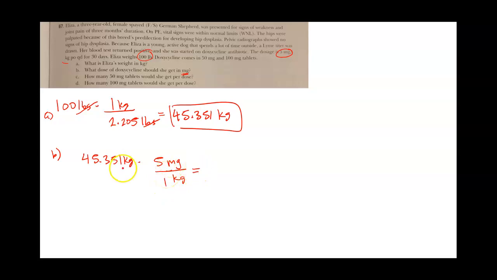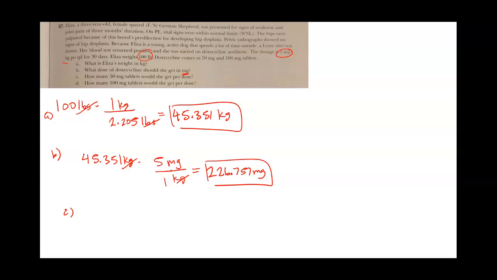Okay, so now the kilograms are going to cancel, and we're going to multiply 45.351 times 5, and that's going to give us 226.757. And notice that the kilograms canceled, so our units are going to be left in milligrams. And again, that's what they ask for, right? They ask for the units in milligrams. Okay, part C, it says how many 50 milligram tablets would you get per dose?